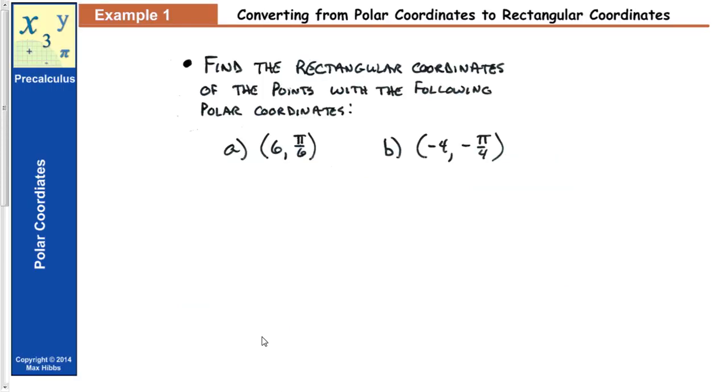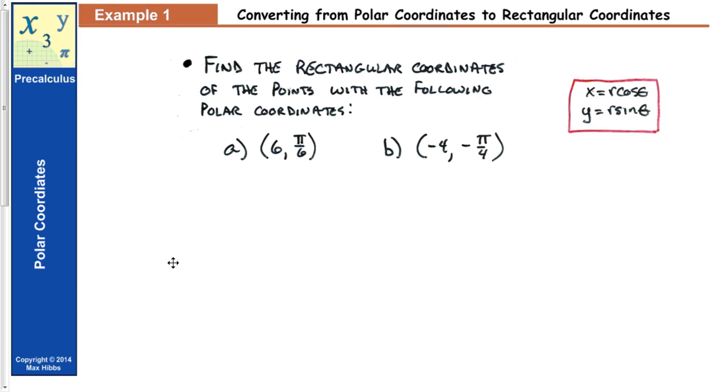Okay, so as I was mentioning, we're going to convert from polar coordinates to rectangular coordinates. Find the rectangular coordinates of the points with the following polar coordinates. Now we're converting from polar to rectangular, which means we need to know the x and y values when we know the r and theta values. And so this is what we're going to use. It's this pair of formulas we're going to use to accomplish that.